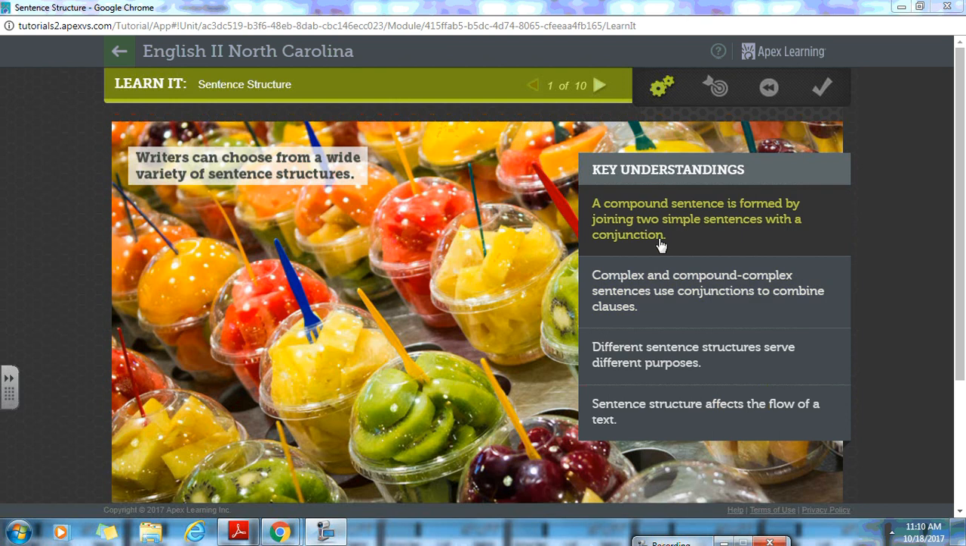Number one, a compound sentence is formed by joining two simple sentences with a conjunction, and we're going to get into that. There also are called complex and compound complex sentences that use conjunctions to combine those clauses, and we're going to talk about that. Now, different sentence structures serve different purposes. So depending on what you want to say, you want to use a specific type of sentence.